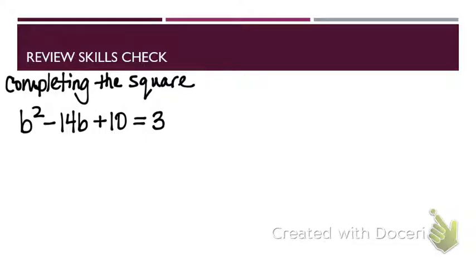So make sure you're looking at this one. I tried to make this one an easier one. But regardless, you start by moving this term over. So your first step should have been to subtract 10. When you complete the square, that's the only method where you don't want it to equal 0. So you would start by moving that C term over.